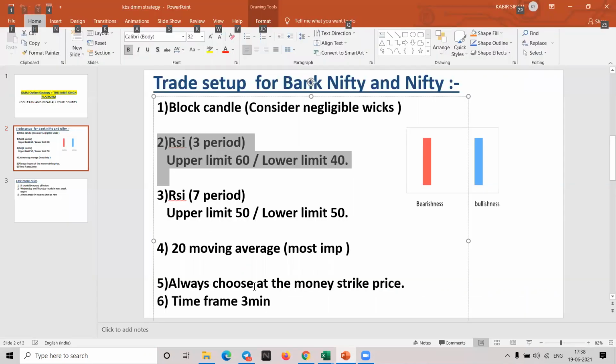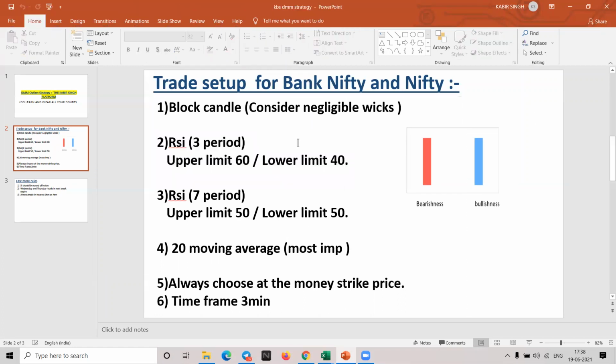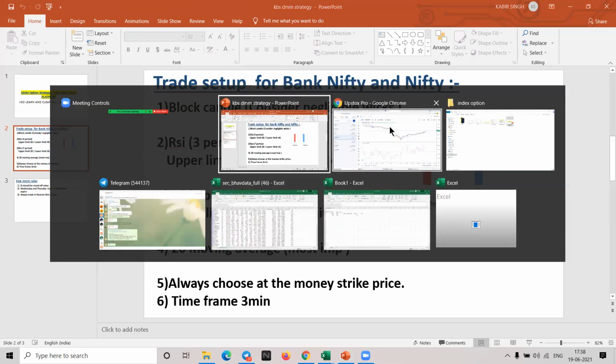And you have to choose the at the money strike price in Nifty and Bank Nifty. This can be used in Nifty and Bank Nifty options as well, and it can be used anywhere. Basically it is a scalping strategy. So you are using an at the money strike price. What is the at the money strike price?